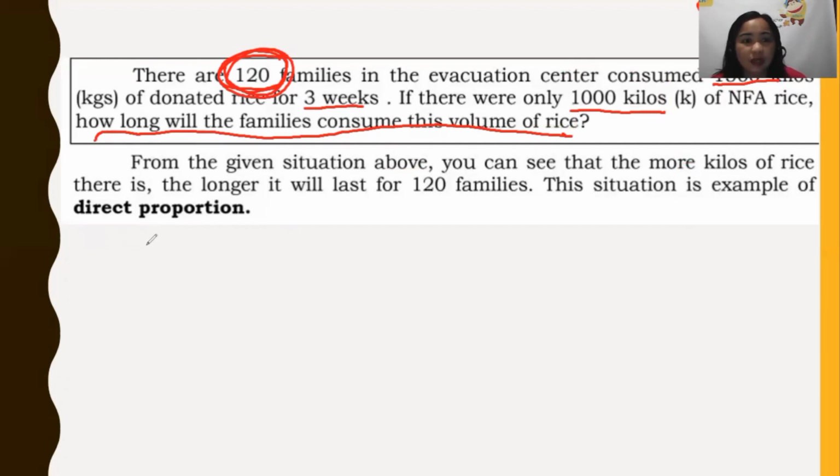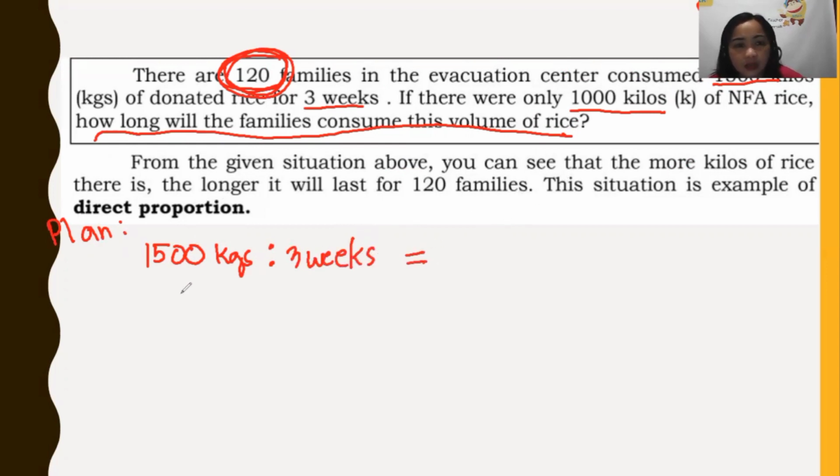Kilograms of rice, sabi, gawin nating proportion. Sulatan natin ng, let us plan. Write a proportion. 1,000 kilograms of rice is to 3 weeks. So, equal siya, naging ano? Naging 1,000 kilogram na lang daw. Ilang ngayong week ang ilang weeks nila mako-consume ito. Now, ito na yung ating proportion.